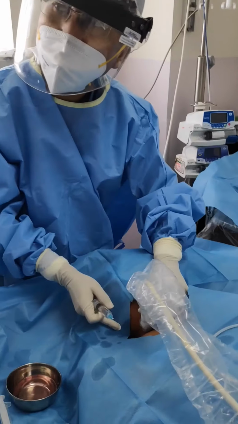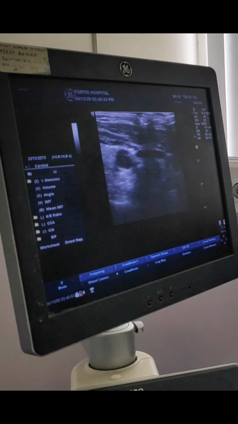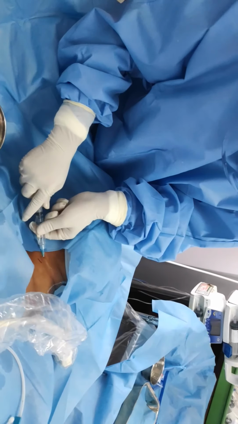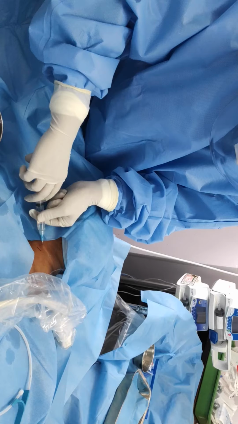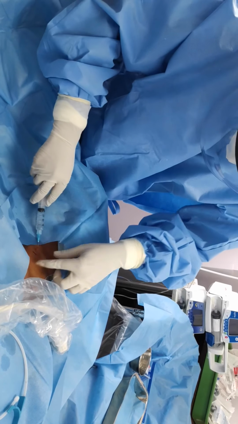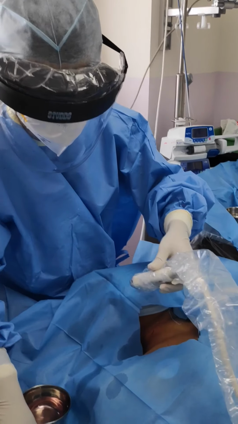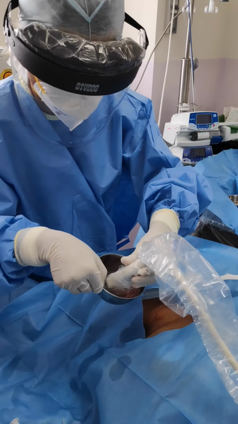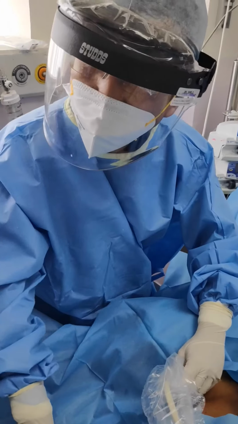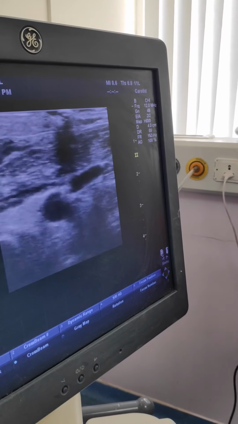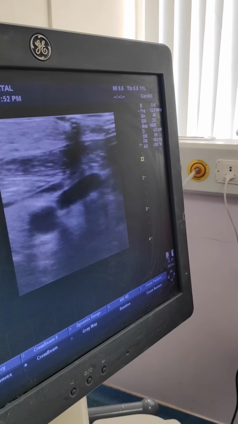So I'm locating the prick site with the help of USG and giving local anesthesia, 2% lignocaine, in order to make the procedure pain-free for the patient. Now I am about to introduce the introducer needle under USG guidance. I have located the carotid artery and the internal jugular vein on the monitor, and as you can see, the vein is compressible.